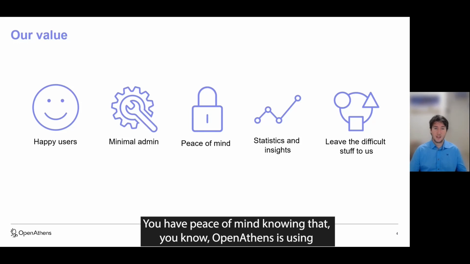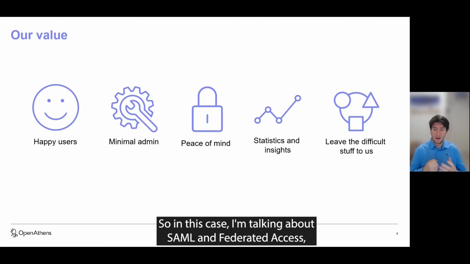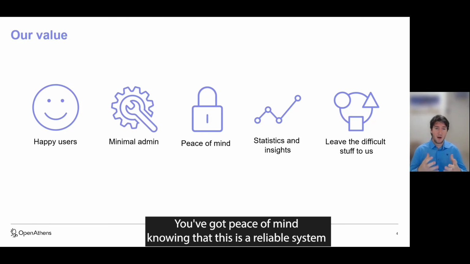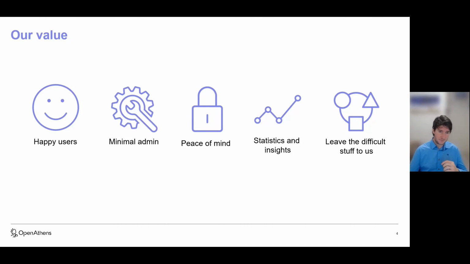You can have peace of mind knowing that OpenAthens is using the most secure methods of authentication, or the most common secure methods. So in this case, I'm talking about SAML and federated access, which I'll touch on a little bit later. But you can have peace of mind knowing that this is a reliable system and you're using the most secure methods. It's not just using an IP or something like that.